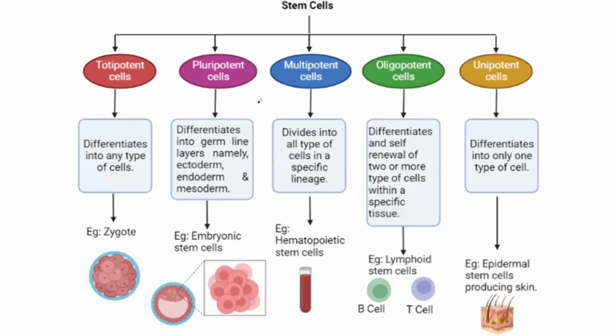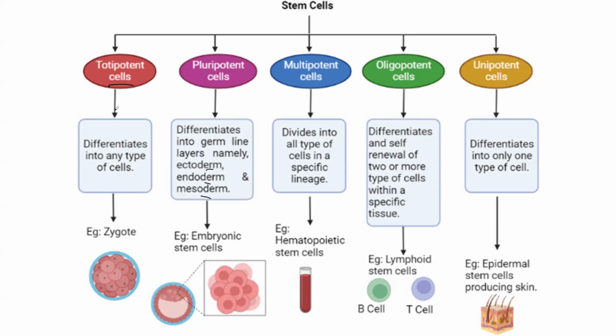So let me actually look at more details, differences between these types of stem cells. So you see, this is the totipotent stem cells, the first one. Totipotent cells are the cells that have the ability to differentiate into any type of cells. They can generate any cell types. Then we have pluripotent cells. So pluripotent stem cells differentiate into germline layers, like ectoderm, endoderm, and mesoderm. And don't forget that we actually discussed these different layers of the pluripotent stem cell and the types of cells that they differentiate into or generate.